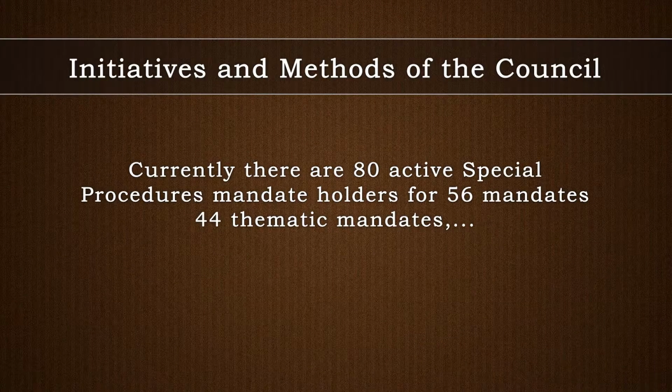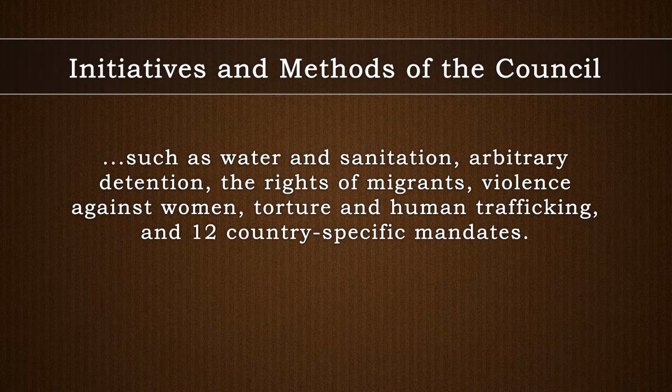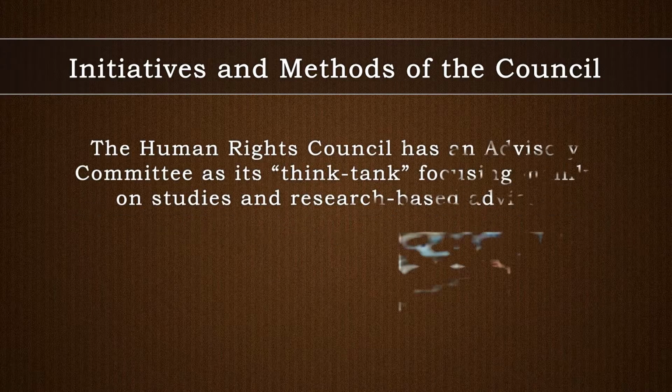Currently, there are 80 active special procedure mandate holders for 56 mandates, 44 of which are thematic mandates such as water and sanitation, arbitrary detention, the rights of migrants, violence against women, torture, human trafficking, etc., and 12 are country specific mandates.